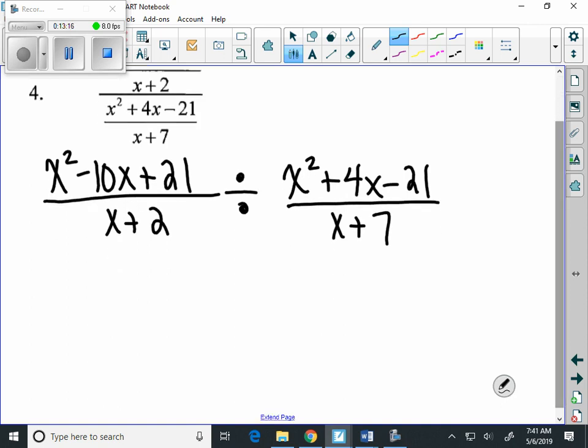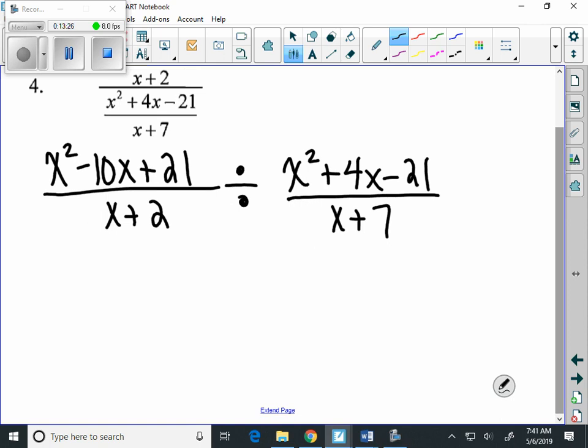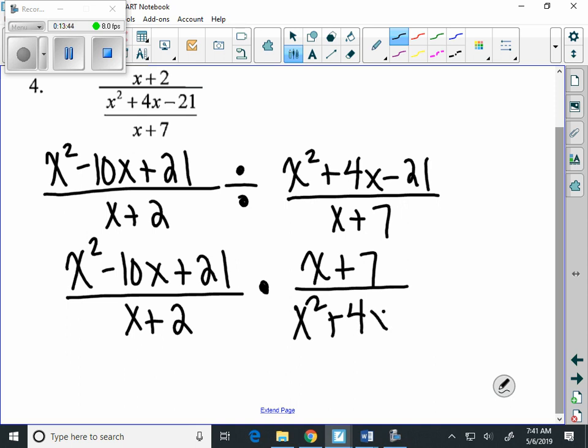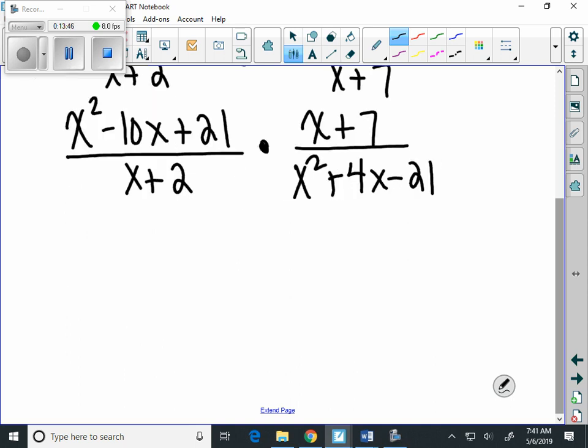Well, as we take a look at this, we're going to have to factor, but even before I factor, when dividing fractions, don't ask why, flip the second one and multiply. So I'm going to rewrite this yet again. We have x squared minus 10x plus 21 over x plus 2. Remember, we're going to flip the second one, and we're going to multiply. So this is going to be x plus 7 divided by x squared plus 4x minus 21. And now we're going to factor.